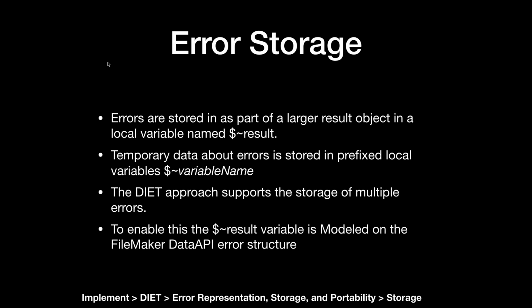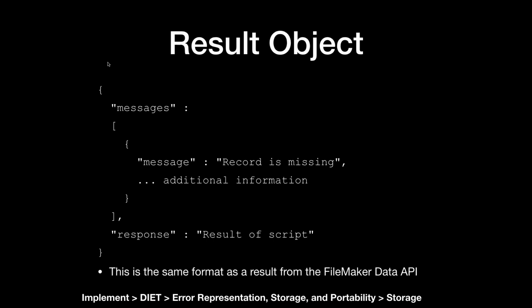And so to enable storing multiple errors, they're actually stored in an array, which is modeled on the FileMaker data API result structure. So it's in fact identical pretty much. So you'll see here that there's the messages. They're an array of the message object we saw before. And then the response is actually the result of the script. This will always be the case if you're running a script with the result. The result will always be in this response area.